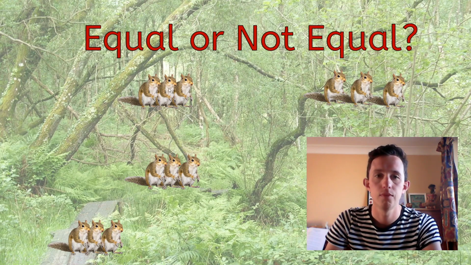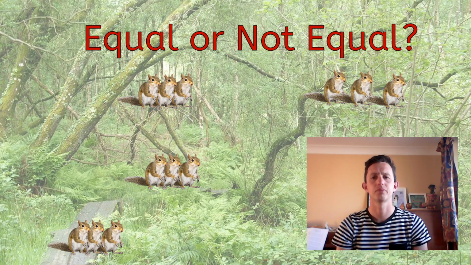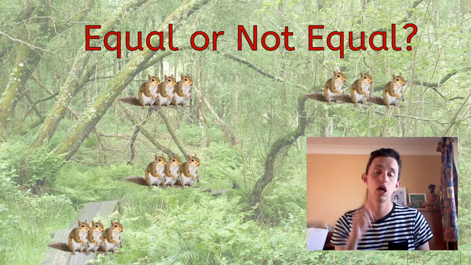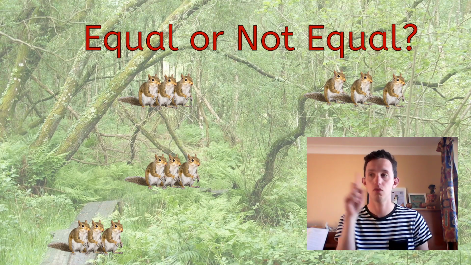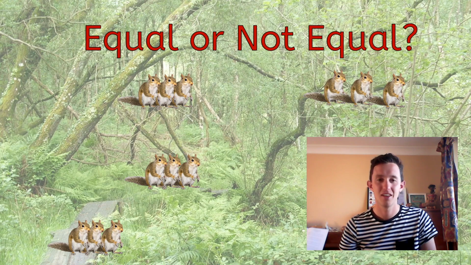One, two, three. One, two, three. One, two, three. One, two, three. So, are they equal or not equal? That's right, they're equal because each group has three squirrels.